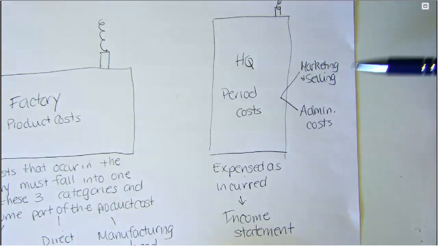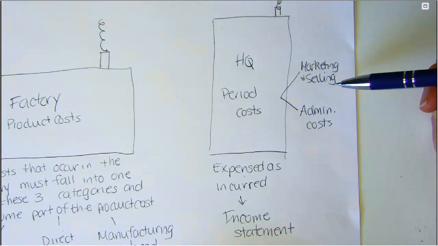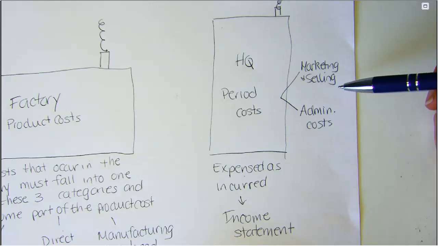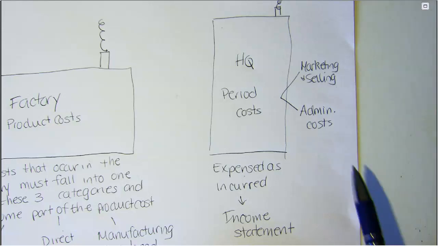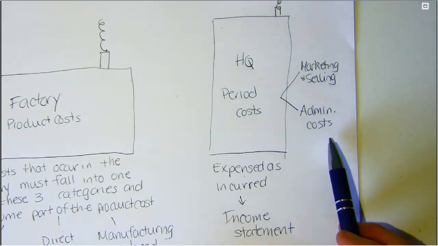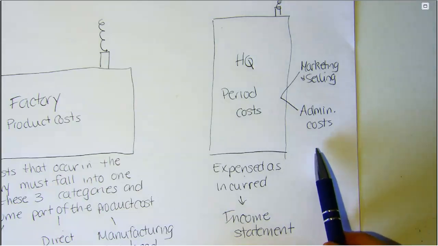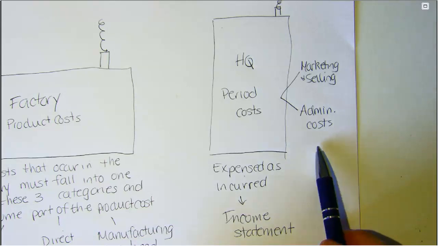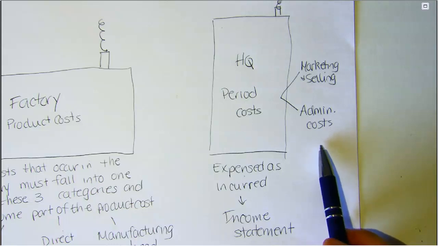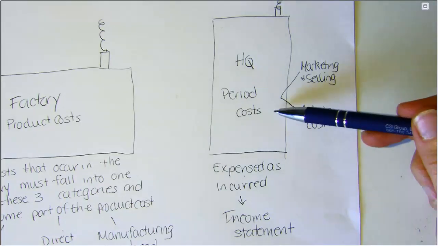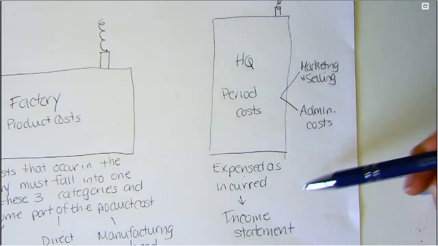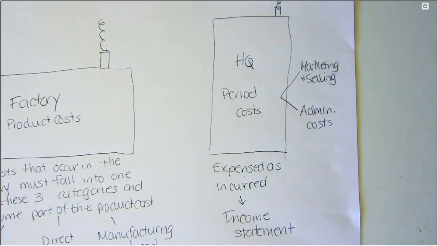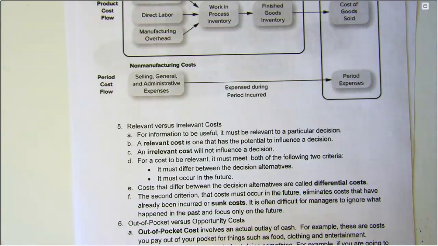So examples of marketing and selling costs would be things like sales commissions or salaries, advertising, depreciation on the store, marketing, delivery. Administrative costs would be salaries of the CEO and the CFO. It would be depreciation on the offices, supplies to run the offices. And those are all period costs immediately expensed on the income statement in the period that they are incurred. So I hope that was helpful for you.